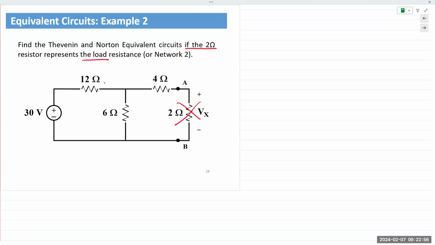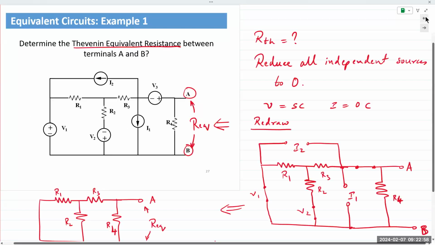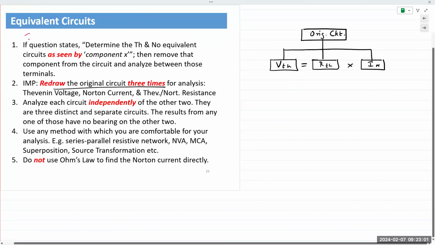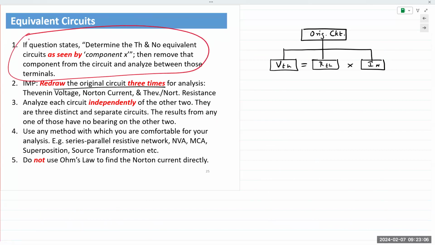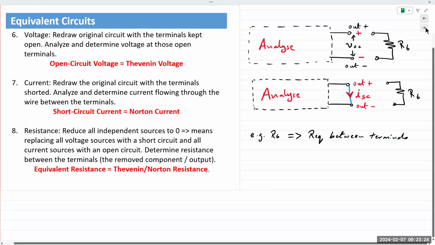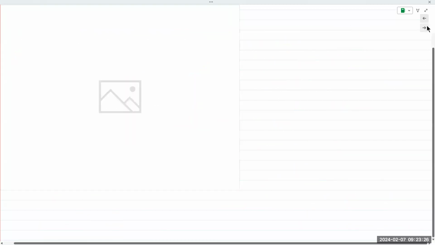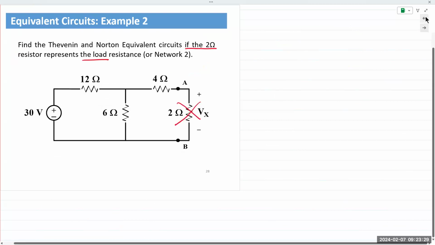Okay. And I'm going to go back a few slides where I had the summary written up. And that's the first point I had. If the question states, analyze from the perspective of a specific component, then that specific component should not be part of your analysis for any of those three circuits. So it goes back to this first point. So the 2 ohm resistor should not be part of your analysis.